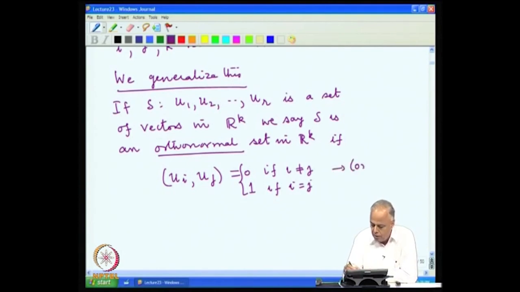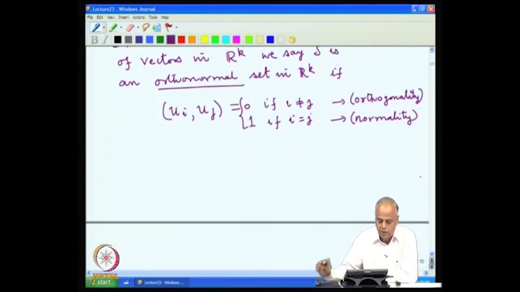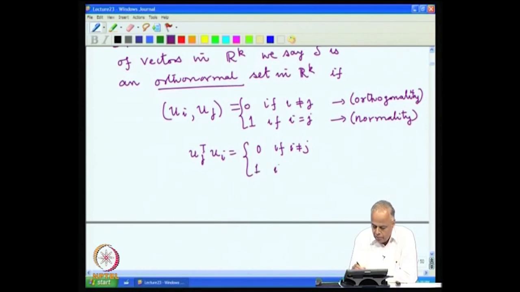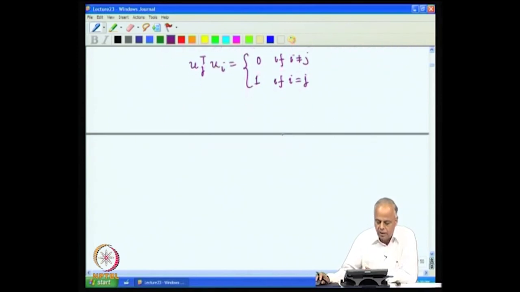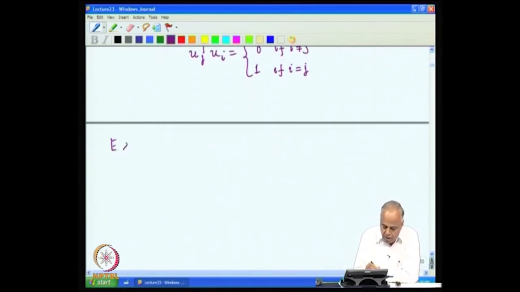So, the first condition is the orthogonality condition, the fact that any two vectors are orthogonal. The second one is the normalization condition. Each vector has been normalized to have length 1, and that is why we call the set an orthonormal set. Or in transpose notation, this means uj transpose ui is equal to 0 if i not equal to j, 1 if i equal to j. So, the vectors are orthonormal if any pair of them is orthogonal to each other and every vector has length 1. Let us look at some simple examples.